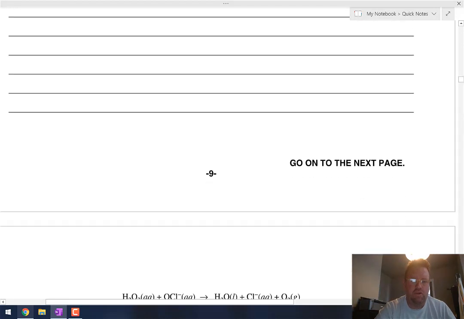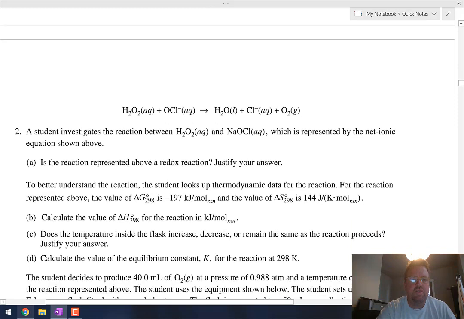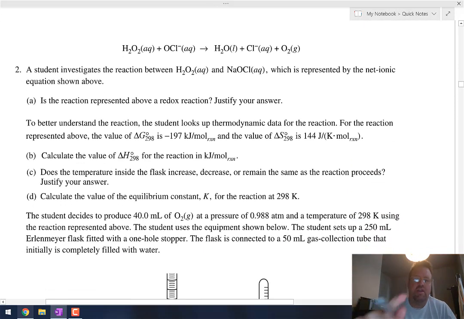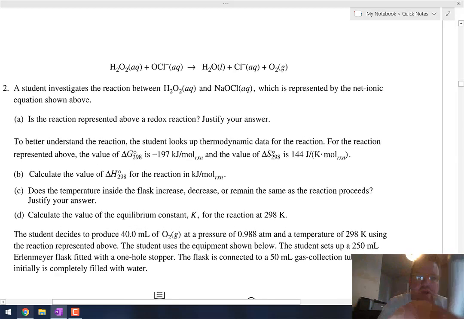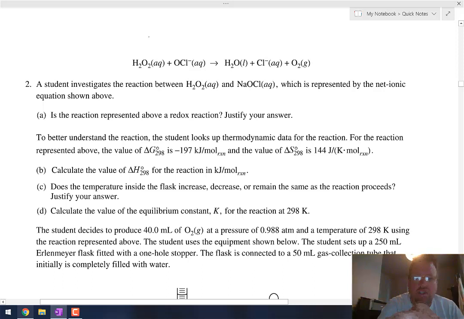Question number 2. A student investigates the reaction between hydrogen peroxide and NaOCl, which is represented by the net ionic equation shown above. Is the reaction represented above a redox reaction? How do you know? You look at oxidation numbers. In any peroxide situation, the oxygen has an oxidation number of -1.